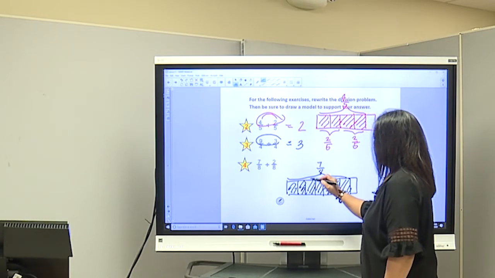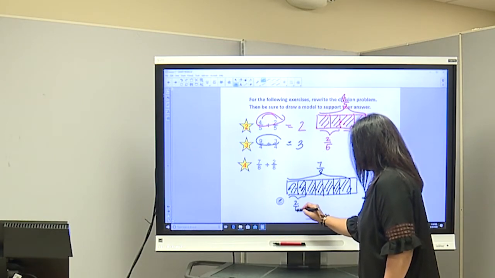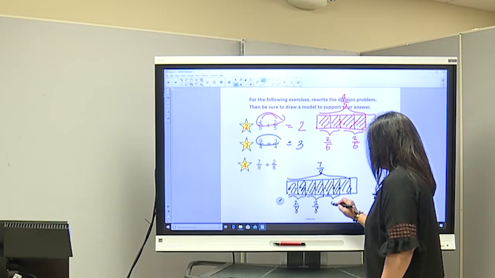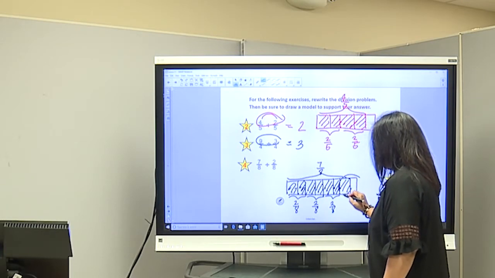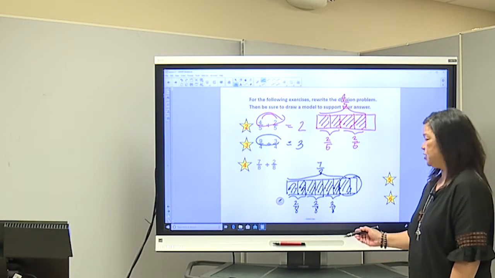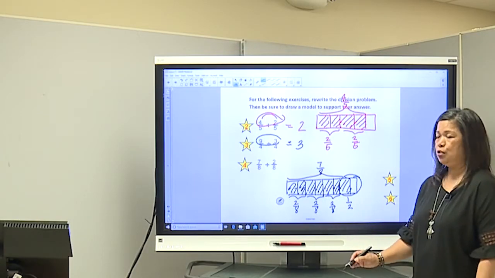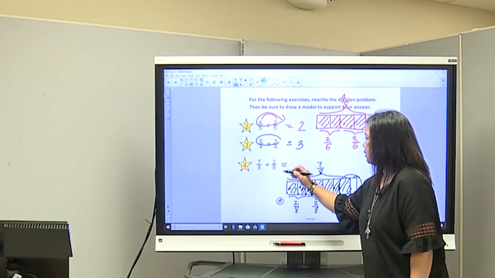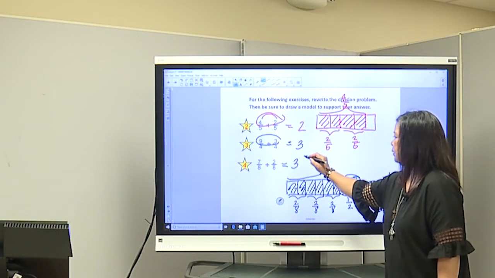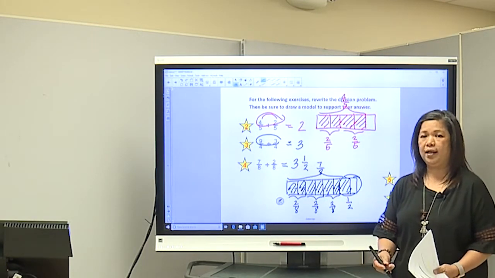And what do I want to do? I want to get groups of 2 eighths. So this is 2 eighths. This is 2 eighths. This is 2 eighths. But this one is not both shaded. One is shaded, the other one is not. So what is that? That would be 1 out of 2. So we put this together. How many groups of 2 eighths do we see? 1, 2, 3, and 1/2. So 7 eighths divided by 2 eighths is 3 and 1/2.